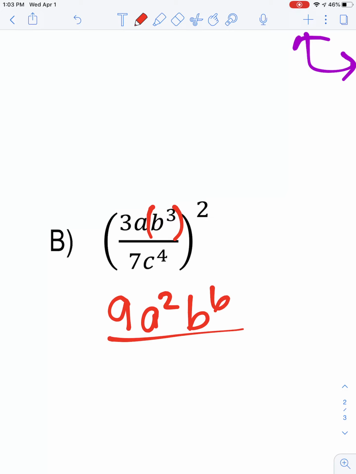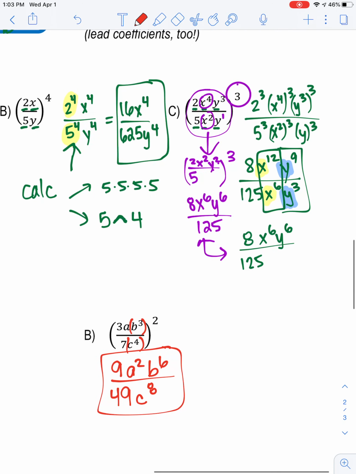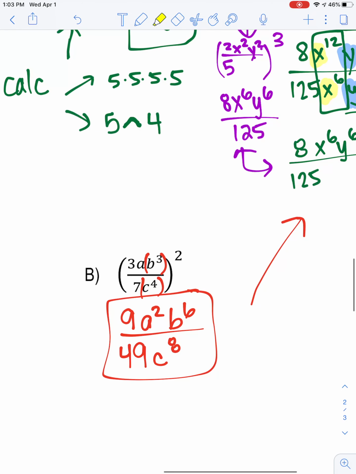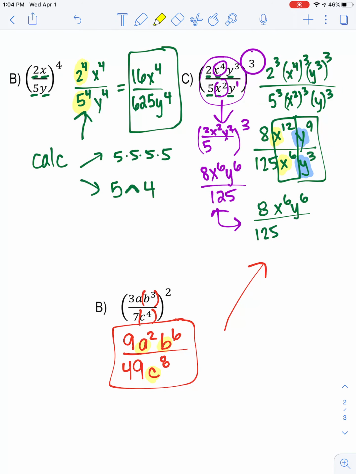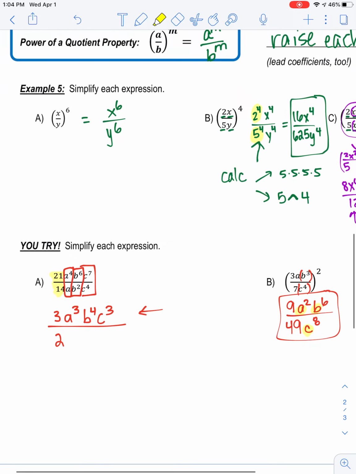On the bottom, 7 to the 2nd power is 7 squared, 49. C to the 4 to the 2nd is c to the 8 because I multiply 4 and 2 because I'm raising a power to a power. Now notice here we are done. We don't have to do extra work like we did up above in part C there because my bases are all different. This is an A, this is a B, and this is a C. Where here I had 2 X's and 2 Y's and the bases were the same. Okay, so those are your answers to the U-try.